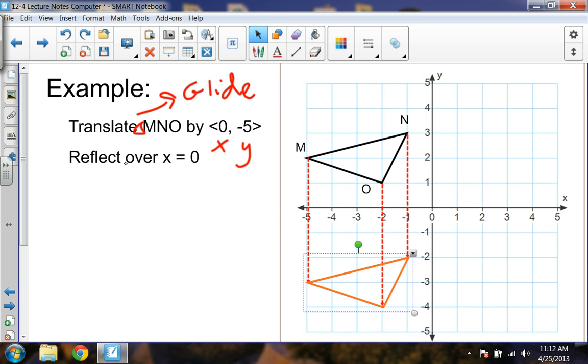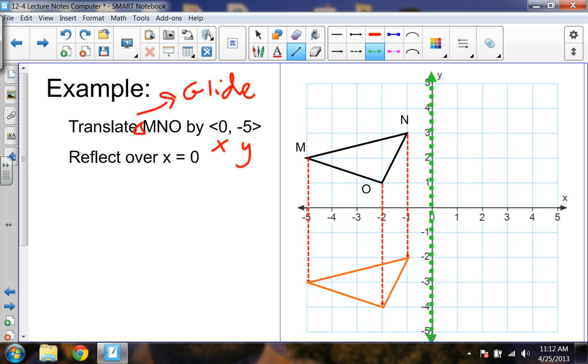Next part is reflecting it. So let's reflect it over x equals 0. Now you should know by now what that is. If not, you really have to study up on it. It's for every y, you have a 0 for x. So reflecting it over that, N prime, which I'll call it, needs to reflect 1, and over there, I'll just go and mark dots for this one. N double prime, O double prime should be right here, and M double prime should be right here.